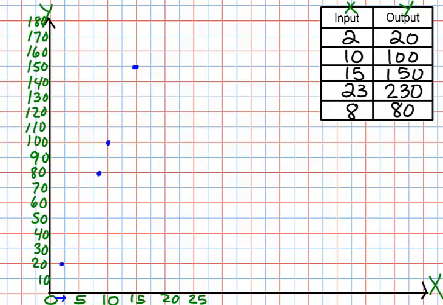Now I'm going to take my straight edge and I'm going to make sure that all those points should be in a straight line. They're pretty close.